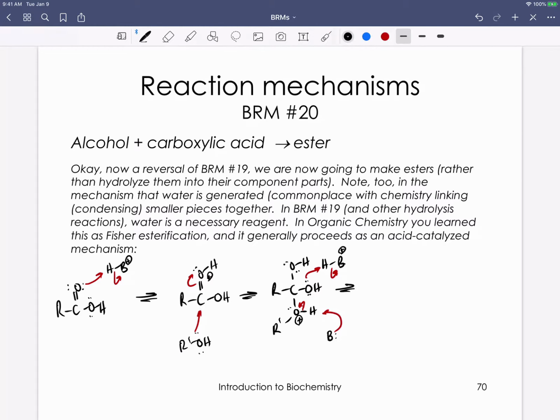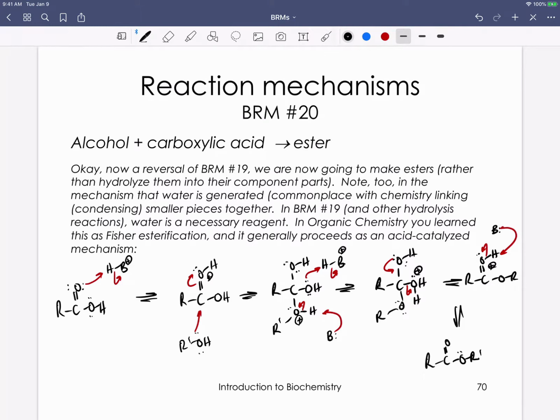Pretty straightforward reaction to now deprotonate and generate our final product. And one of the things just to highlight that's parallel to what we saw with our acid catalyzed hydrolysis is we do regenerate our acid that we started with, confirming that this is an acid catalyzed process.